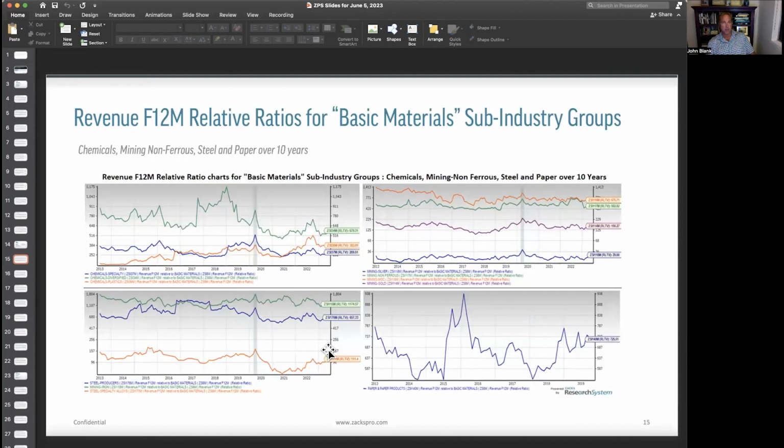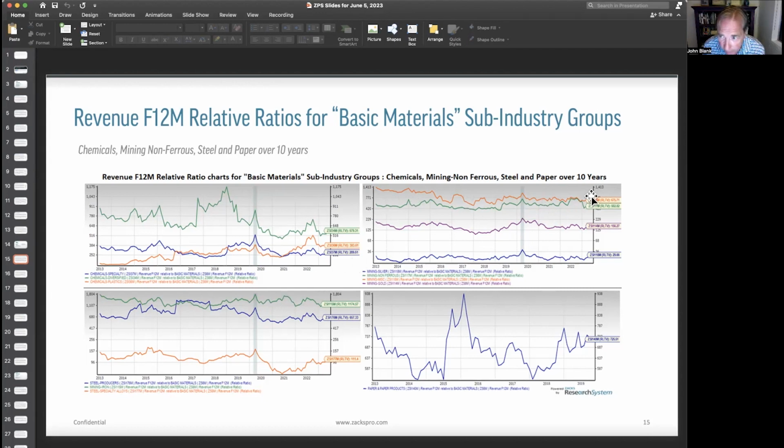Let's get through them. My revenue, forward 12-month look. Diversified revenue is actually relatively better than plastics. Of course, that's a commodity business. Specialty steels is actually much worse than steel producers, and mining is actually fairly strong. Iron mining has been a good business.